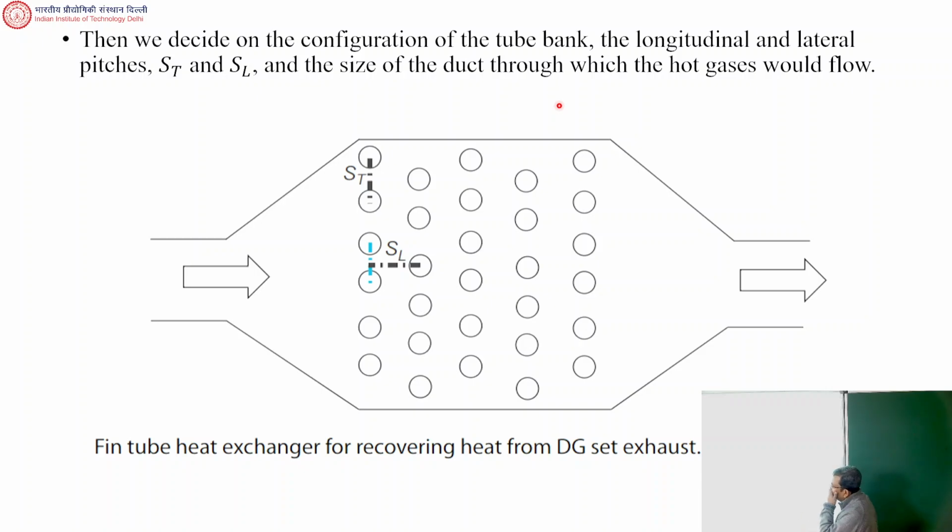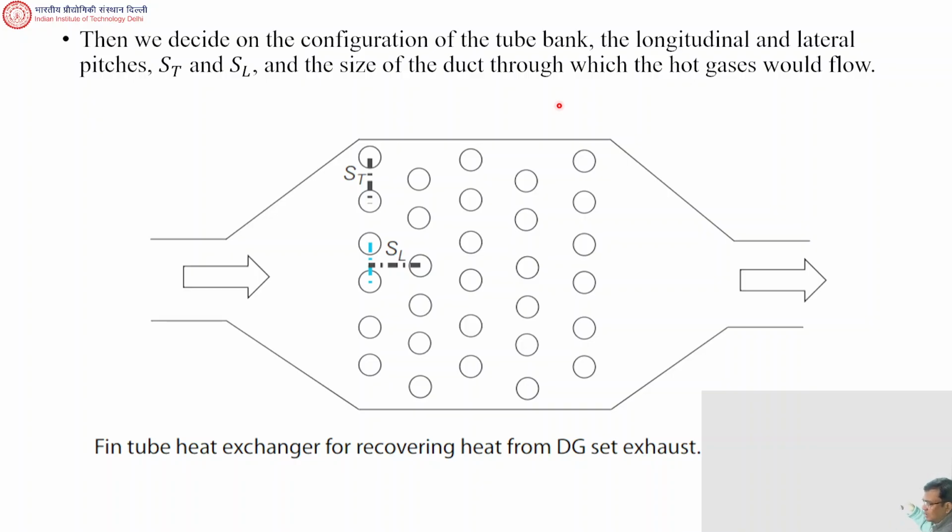So that setup is this duct. This is a duct through which the hot gases flow. This is the flue gas from the DG set, right? And they will flow like this. So the tubes here, this is a particular arrangement that I have got. The tubes give you a staggered arrangement in this case.